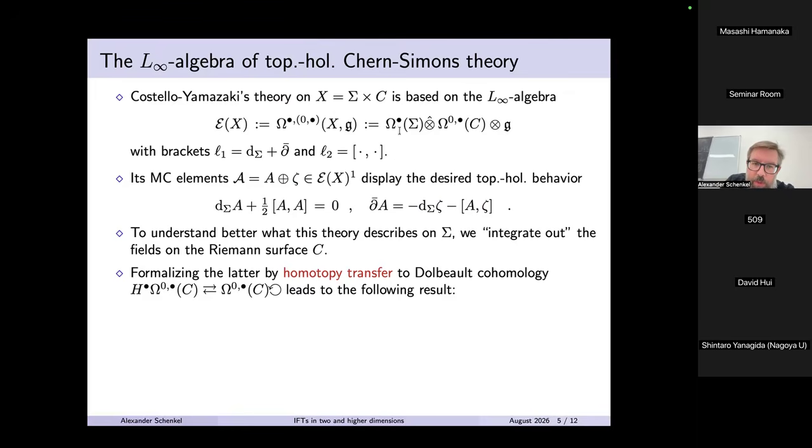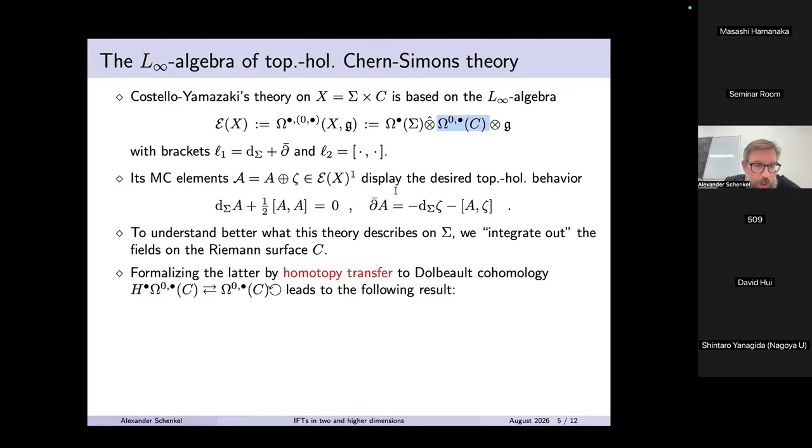From this homological point of view, integrating out means that you have to compute cohomology, not the cohomology of the full complex. You just want to integrate out the fields on the Riemann surface. So the cohomology you have to compute is that of the Dolbeault complex.